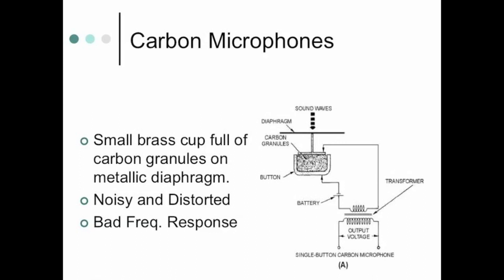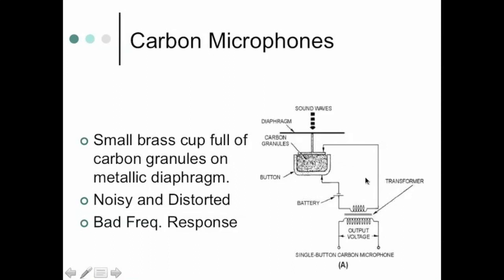So what it is basically it's a small brass cup that's full of carbon granules, and it has a very thin metallic diaphragm. Here is the diaphragm in my picture. Do you guys see that? And sound waves hit the diaphragm. The diaphragm moves with the sound energy that's hitting it and takes these carbon granules that are kind of loosely packed in there and compresses them or doesn't compress them based upon a mechanical force that the sound waves hit the diaphragm with. How it works is you've got a battery going through this granular carbon and going and attaching to the diaphragm and going through.